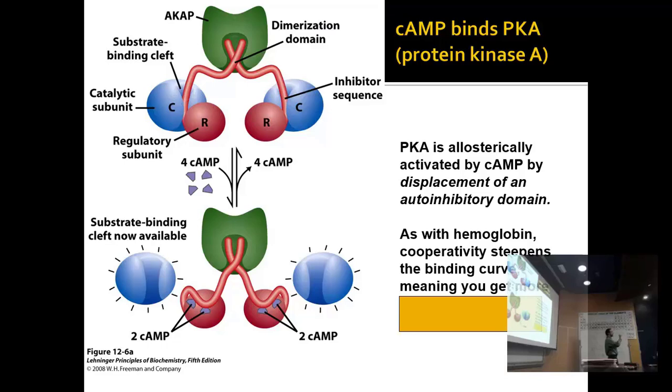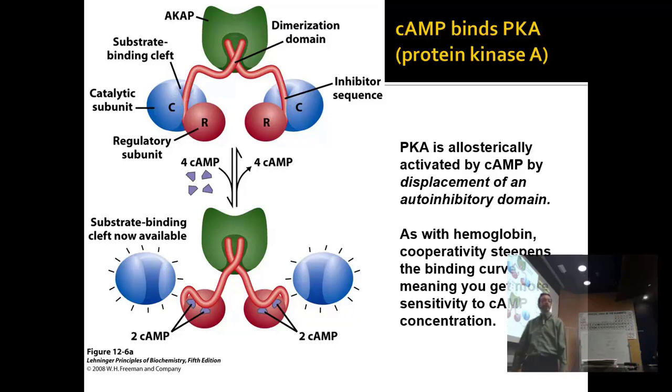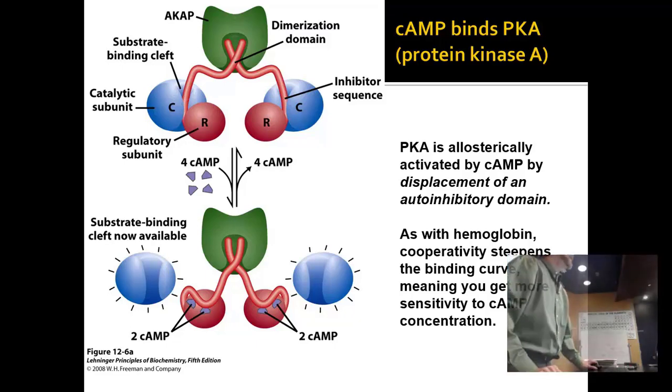And that's why cAMP has 4 binding sites here, because you get more sensitivity to cAMP concentration and a more defined result. You get either 0 or 100. You don't have a wishy-washy slope where it's like 40%, 60%, 80%. Okay?